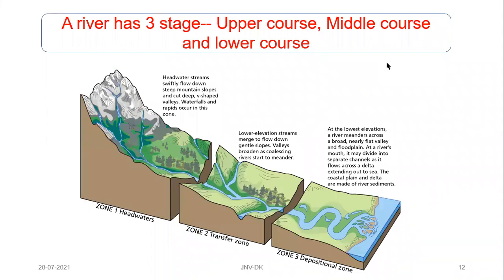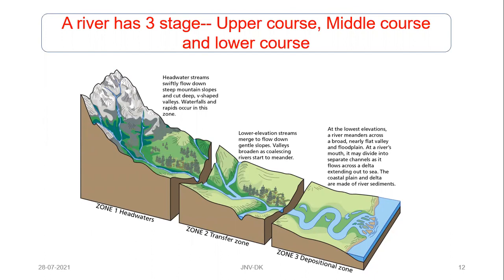Now, a river has three stages: the upper course, the middle course, and the lower course. The upper course, these are the headwater streams that swiftly flow down steep mountain slopes and cut deep V-shaped valleys. Waterfalls and rapids occur in this zone. Over here the flow is very swift, the force is more, and there's so much water that they can cut deep V-shaped valleys.